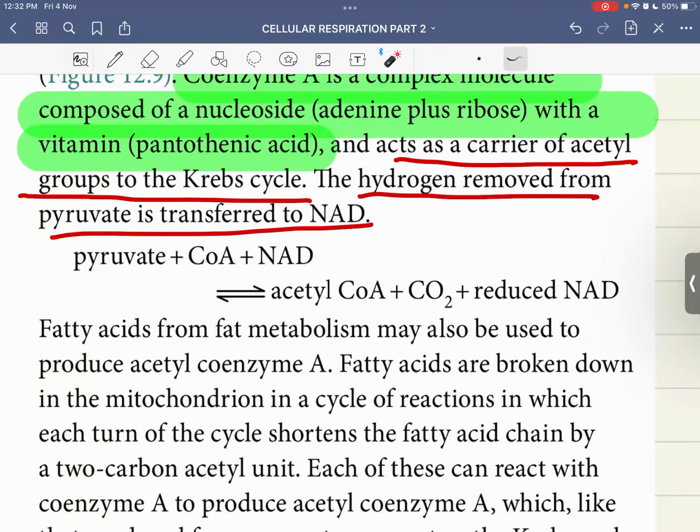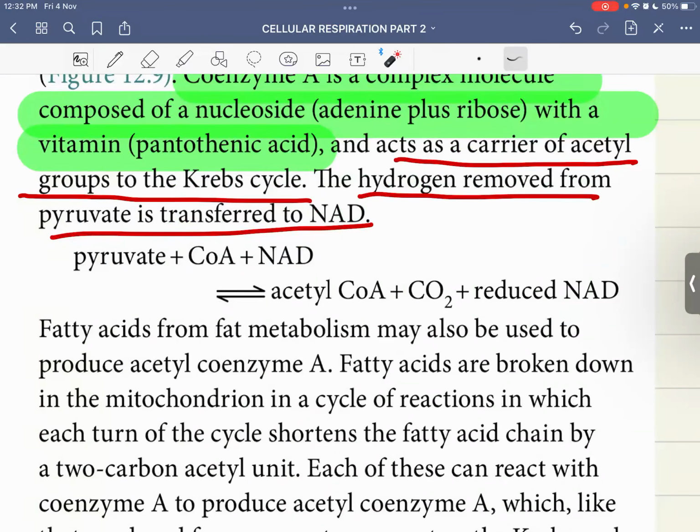Because the pyruvate combines with coenzyme A and NAD. This is a summary of the entire thing. But when the NAD is reduced, how? Because when coenzyme A combines with pyruvate, acetyl coenzyme A is formed, and then carbon dioxide is formed, and NAD becomes reduced NAD because hydrogen is removed, and that hydrogen combines with the NAD. Okay, exactly. Fine?